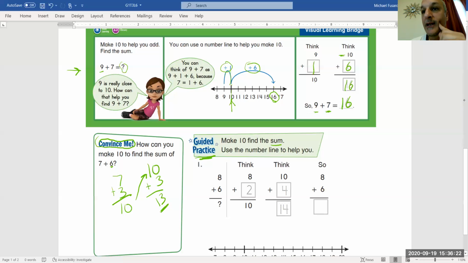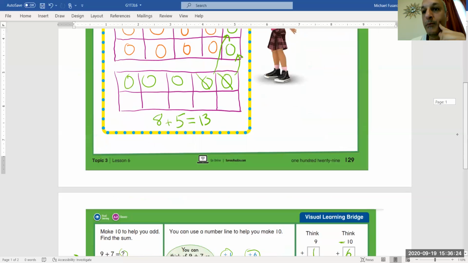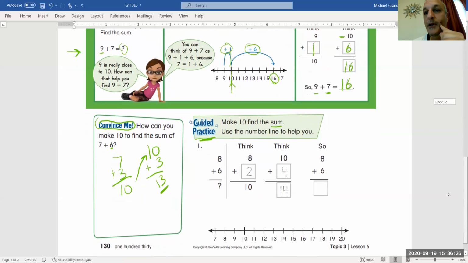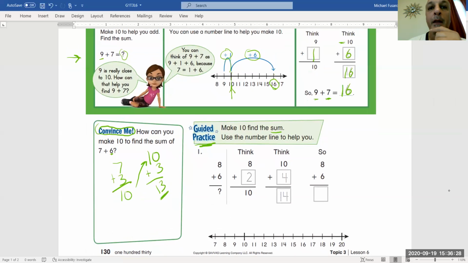So if you can't see it, let me scroll down a little bit more. Whoop, we swapped up. There we go. There's the number line. So 8 plus 6 equals a number. Well, I know if I take 8 and add 2, I can take 2 from the 6 and get to my 10. So 8 plus 2 is 10.